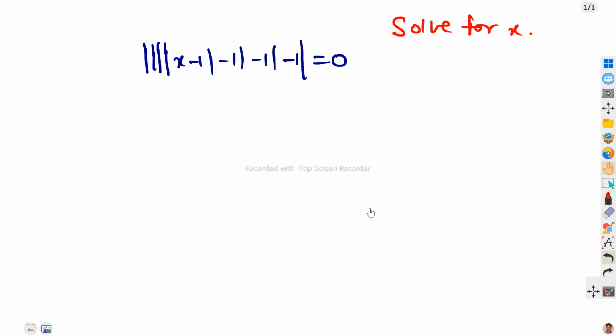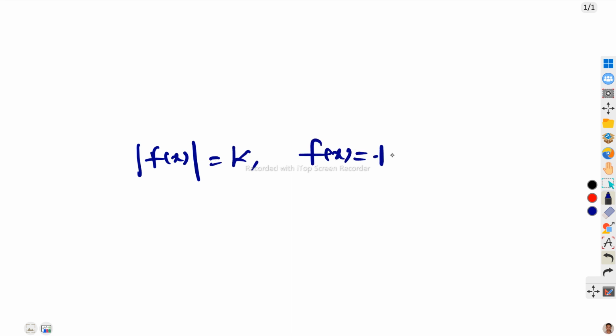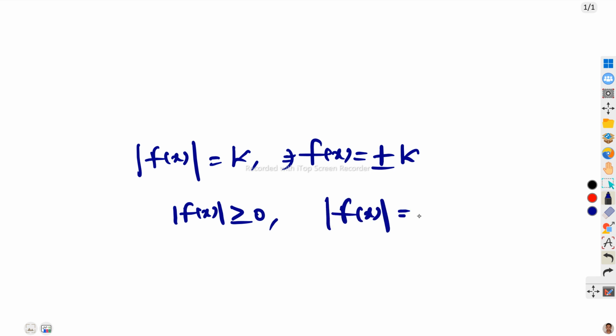First of all, we need to discuss some properties of the modulus function. Know that if |f(x)| = k, then f(x) = ±k. Also know that |f(x)| is always greater than or equal to 0. So if |f(x)| = −1, then f(x) has no solution.